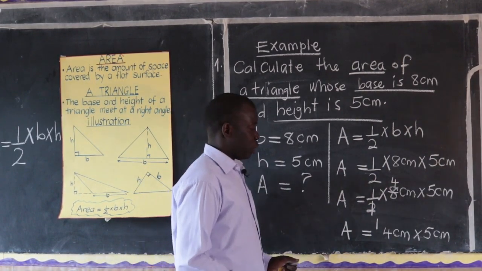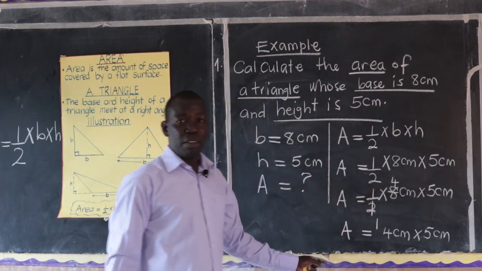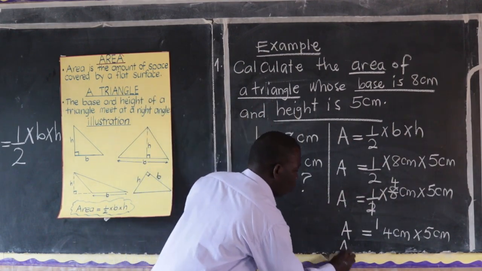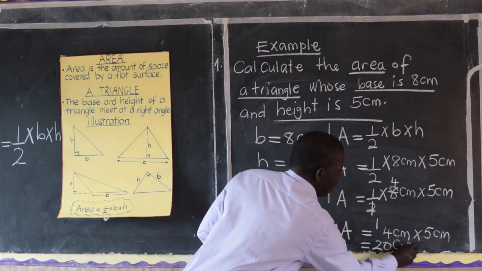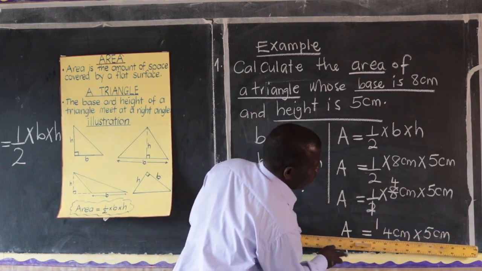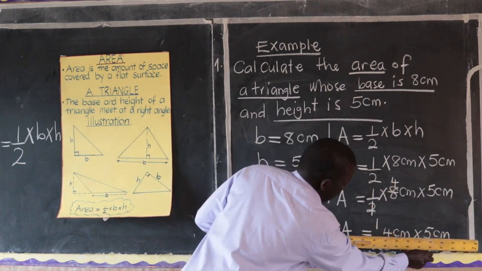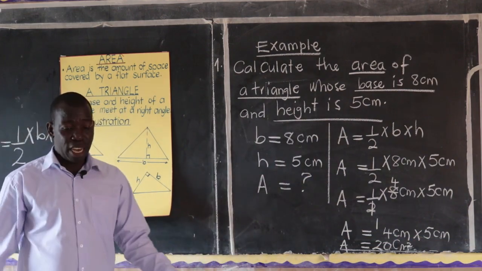So how do you write that? In other words, we have 20 square units. For this case, I am using centimeters. So my answer will be 20 square centimeters. And then you underline that properly after getting your answer. Underline. So that is one of the examples I have.